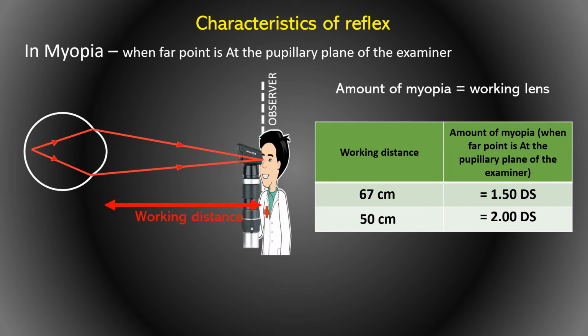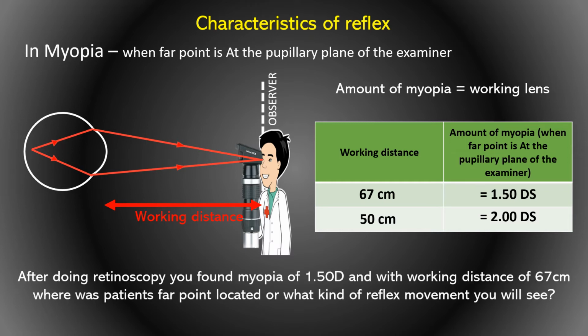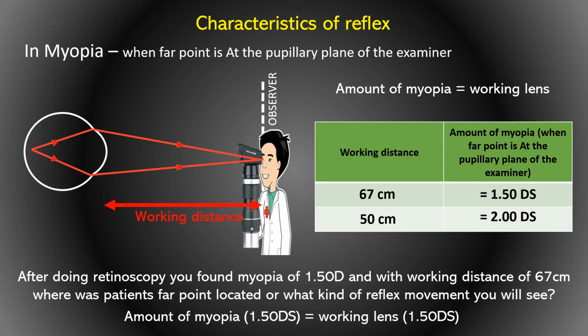From the theory point of view, if you are in the examination hall, it can be asked in reverse also. The question can be that after doing retinoscopy, you found myopia of 1.5 diopter with a working distance of 67 centimeter. Where was the patient's far point located, or what kind of reflex movement will you see? Then you can clearly see that according to the data given in the question, you have myopia equal to your working lens. So the far point will be on the examiner's pupil plane and the reflex shows no movement. So you can understand this in either way.